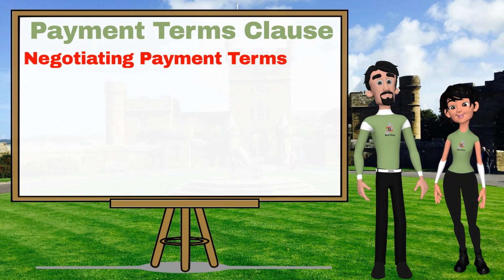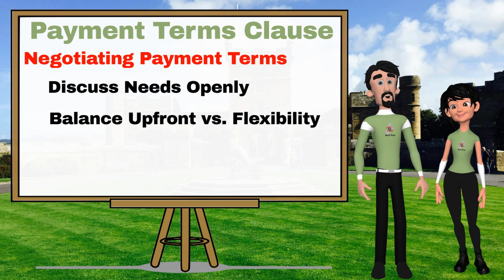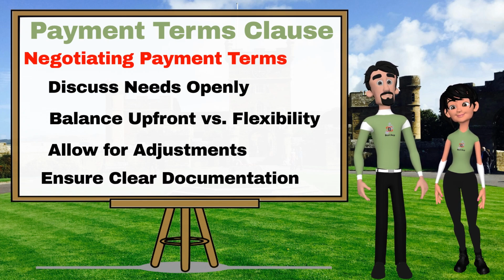How can parties negotiate payment terms to suit their needs? Start by discussing cash flow, risk, and delivery timelines. One party may need partial payment upfront, the other might prefer flexibility in installments. You can also include adjustment clauses to account for delays, scope changes, or unexpected risks. Most importantly, whatever you agree on, put it in writing.